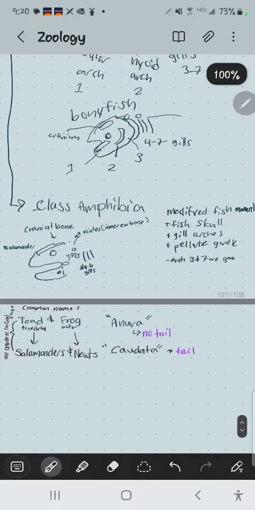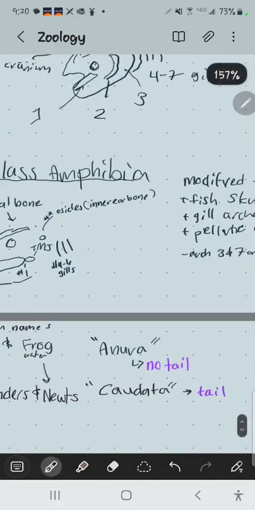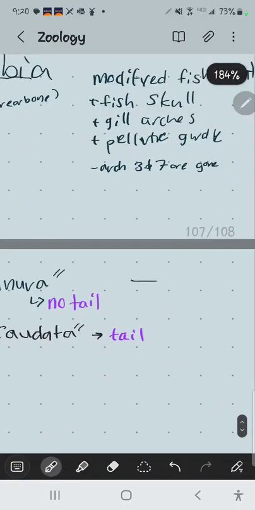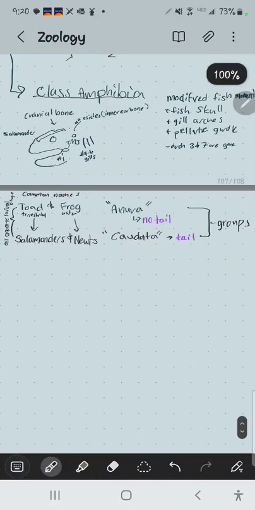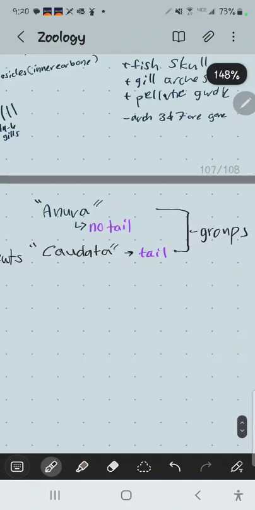And the group basically would be Caudata versus Anura. Those are the technical names. These names, frogs, toads, salamanders, newts, are just common names that don't really make any sense. But they're referring to basically the ones with tails or without tails. So I think that would be a cool thing to know, the basic grouping.